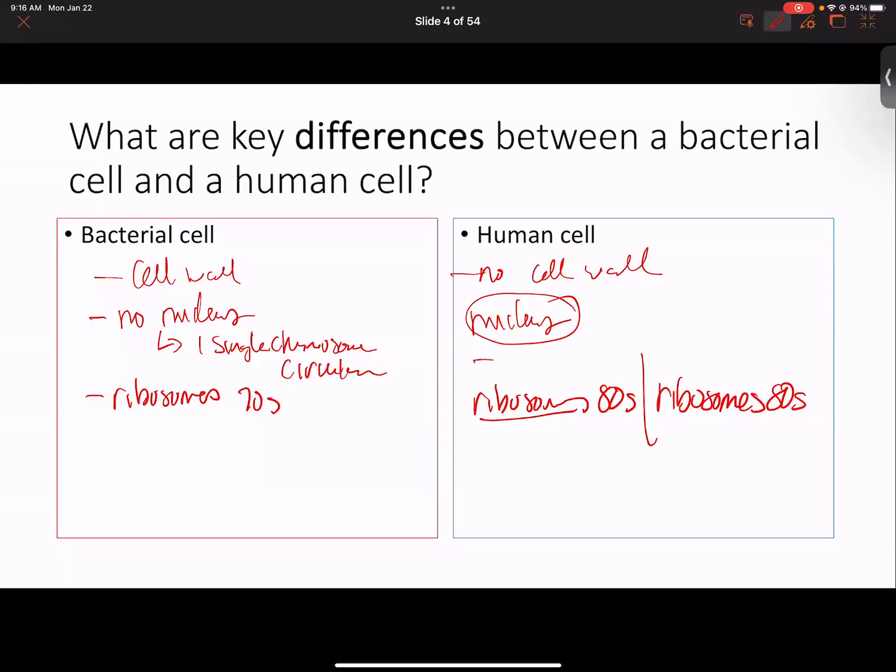All right, so this is off to a good start here. Cell wall, no cell wall, nucleus, ribosomes, what else?